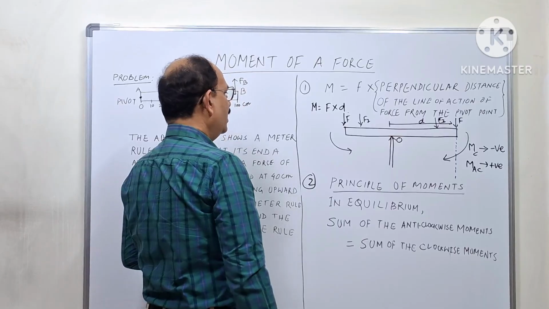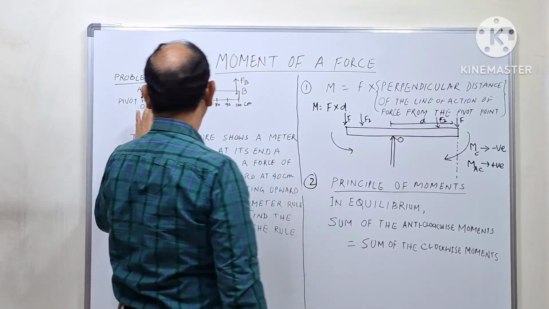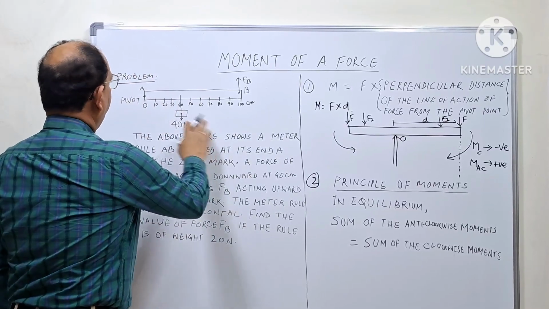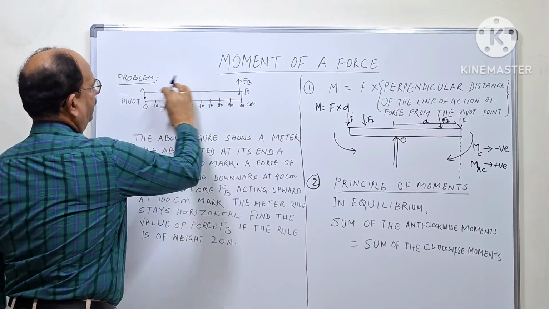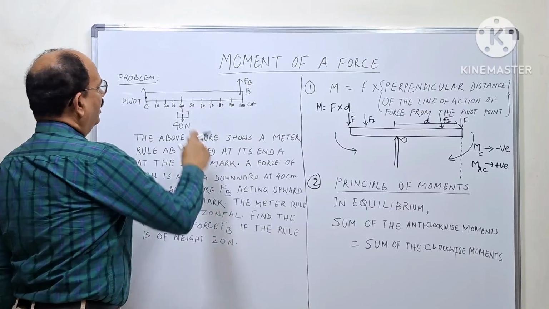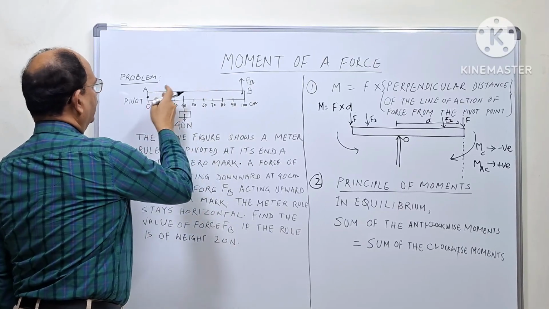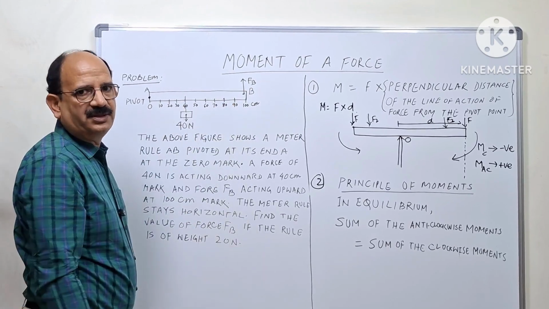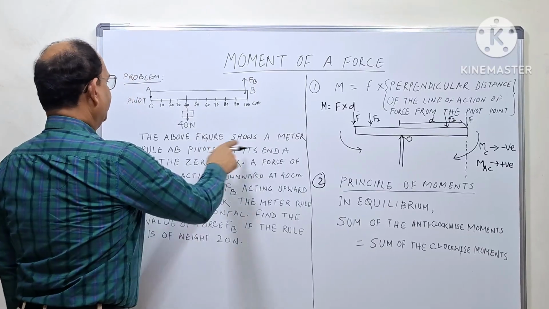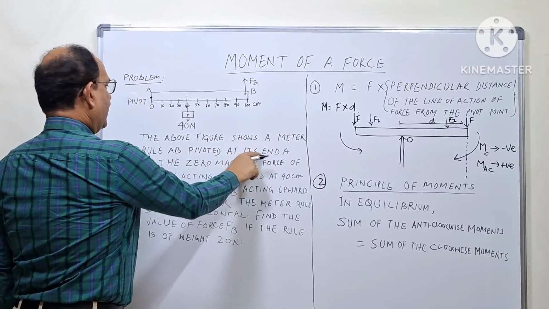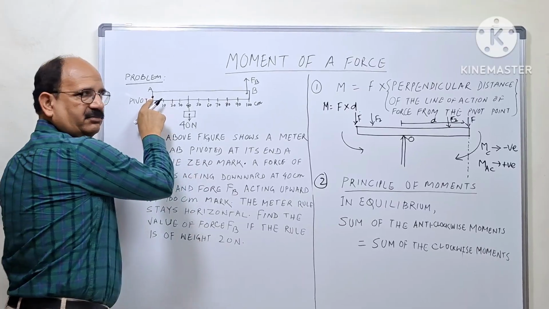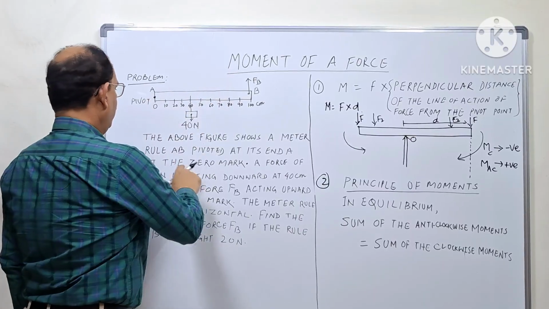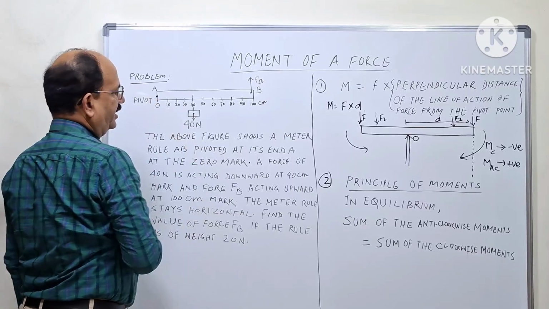Now let us use this concept in solving this problem. The problem is that the above figure shows a meter rule. There is a meter scale which is given. So of course the divisions will be 10 centimeter divisions and up to 100 centimeter because it's a meter rule. It is pivoted at its end A. So pivot is here. So against this pivot point it can rotate. It is pivoted at the 0 mark.